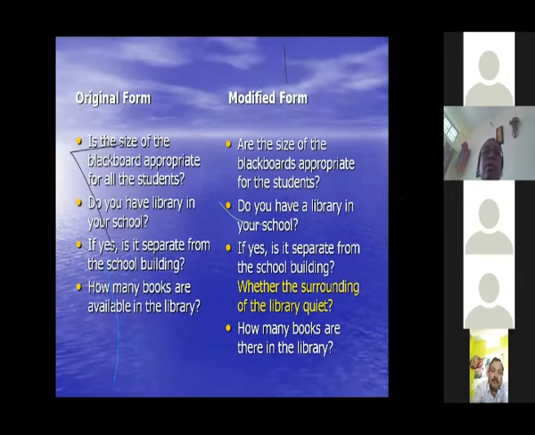Similarly, you can observe some of the items of this slide, which I have taken from the first questionnaire. This is all about the physical facilities available in a school, in which you also see the yellow colored statement. The items related to that were: if yes, do you have a library in your school? If yes, is it separate from the school building? In place of that, the researcher could have asked whether the surrounding of the library is calm and quiet. It would have been much better than asking is it separate from the school building.